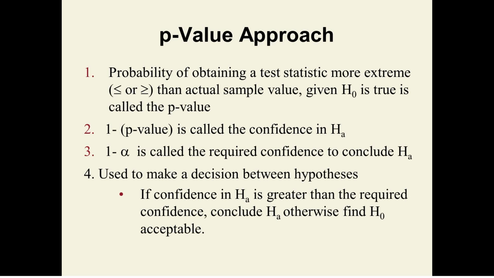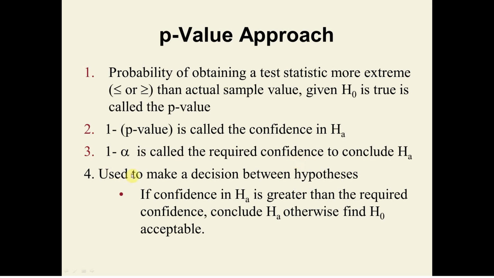It's always H naught is false or we don't know. So that's an important distinction, and it has to do with the p-value being less than alpha. So alpha is the level of confidence, let's say 5%. 1 minus alpha, so alpha would be the required level of significance. 1 minus alpha would be the required confidence to conclude the alternative.